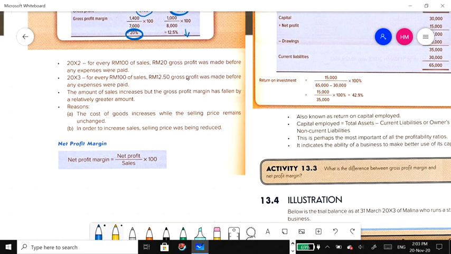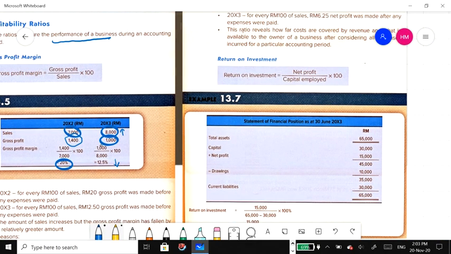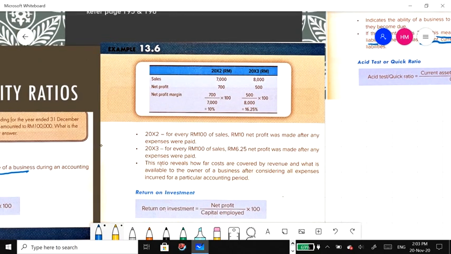So next we're going to calculate the net profit margin. To calculate the net profit margin, you need to take the net profit divided by sales and times by 100. Contoh, okay, net profit margin, you ambil net profit bagikan dengan sales times with 100, so you will get 10%. Untuk 20X3, you ambil RM500 divide with 8,000 and times with 100, you will get 16.25%. So the indication here is that for 20X2, for every RM100 of sales, RM10 net profit was made after any expenses were paid.